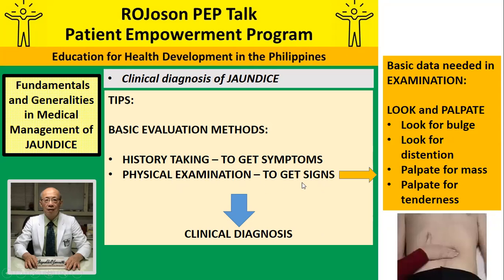As to the physical examination, we try to get signs. So basic data, we look and palpate. We look for any bulges in the abdomen. We look for any distension. Distension means enlargement of the abdomen. Then we palpate for a mass, because sometimes we cannot see the bulge by looking, but we can feel the mass. Then we also feel for tenderness or pain on the abdomen. So these are the basic data needed to come out with a clinical diagnosis.